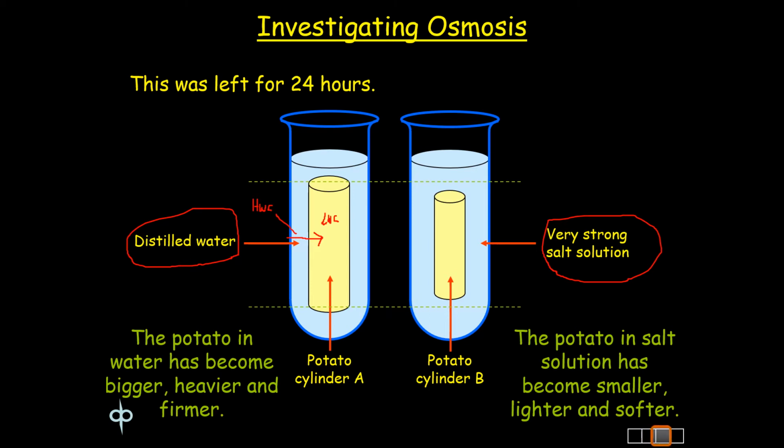Now for potato cylinder B, which is in a very strong salt solution, we know that the high water concentration is going to be inside the cell this time, and we know that the low water concentration is going to be outside the cell. So the water is going to move from the high water concentration inside the cell to the low water concentration outside the cell through the selectively permeable membrane.